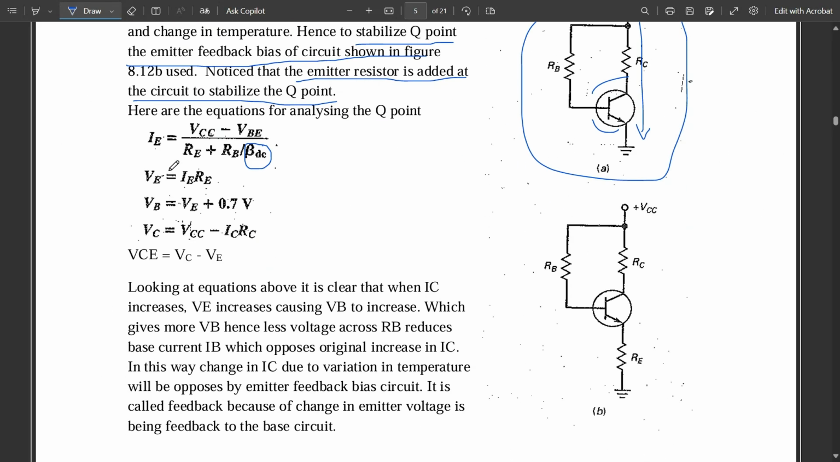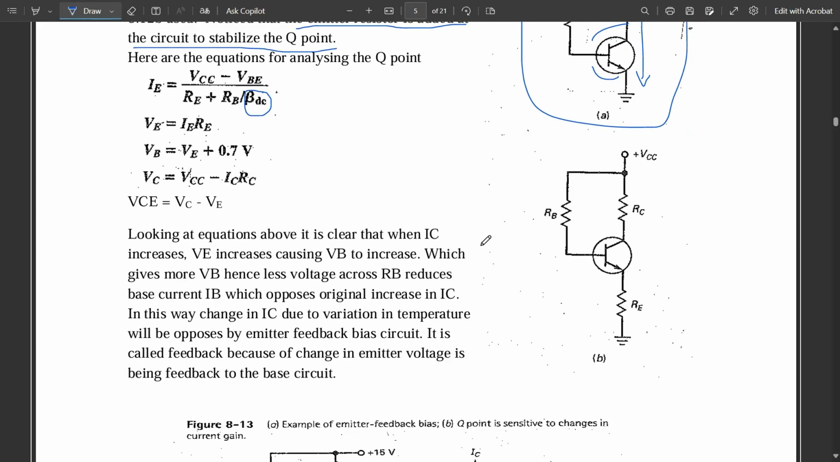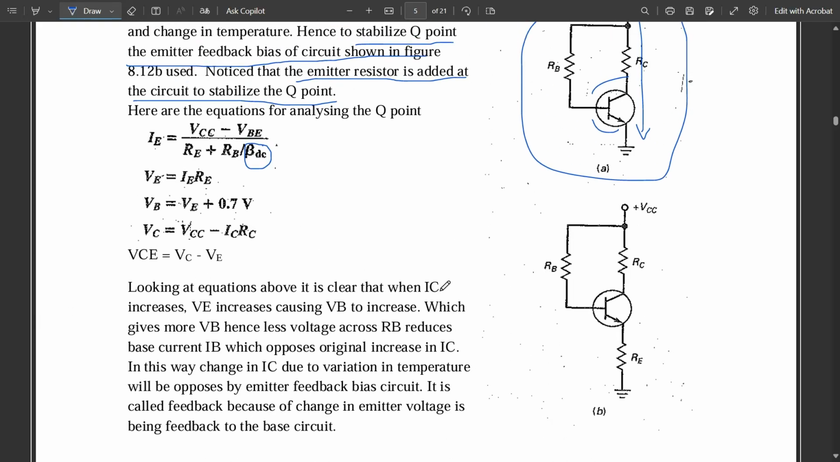So hope this is clear. Looking at the equations above, it is clear that when IC increases, VE increases, causing VB also to increase, which gives more VB, hence less voltage across RB, reducing the base current IB, which opposes the original increase in IC. So that is the explanation with respect to these equations.